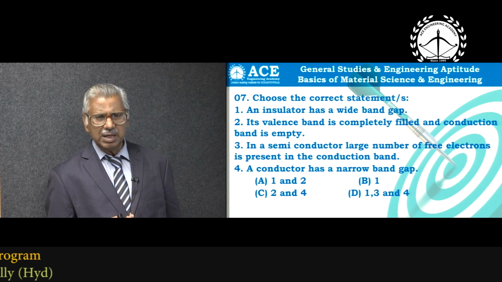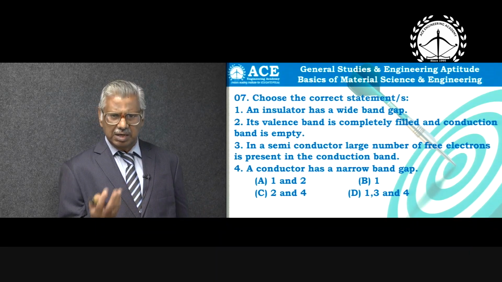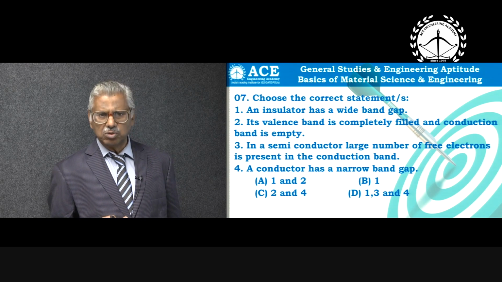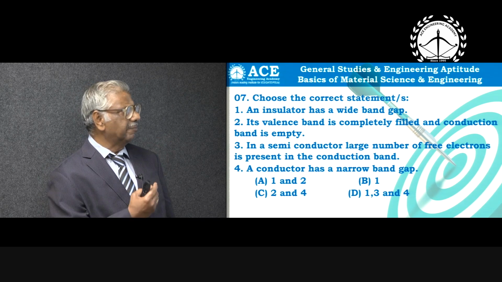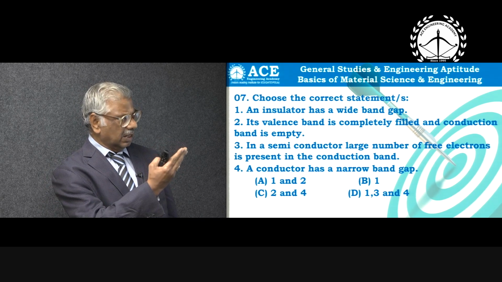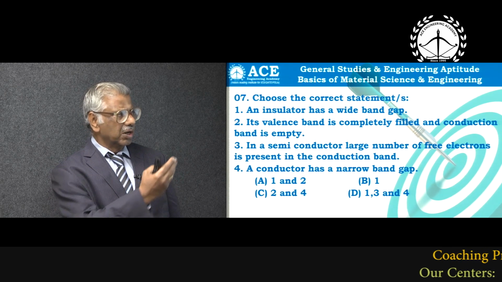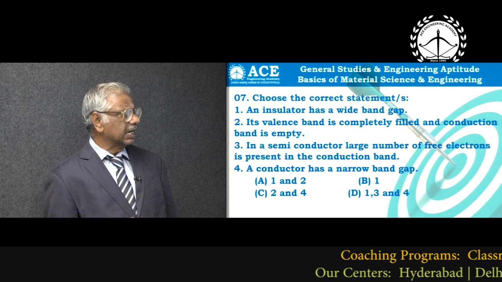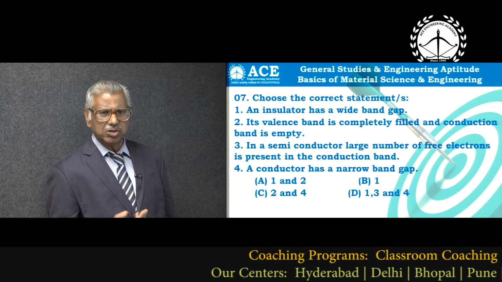Next, similarly, you can come across questions of this kind also, given a few statements to pick out the correct statement, again one of the most frequently asked questions in these cases. Like if you take the case of an insulator, it has a wide band gap, its valence band is completely filled and the conduction band is empty. The third statement is, in a semiconductor a large number of free electrons are available in the conduction band. The fourth statement is, a conductor has a narrow band gap. Out of these, which are the correct ones, let us look.